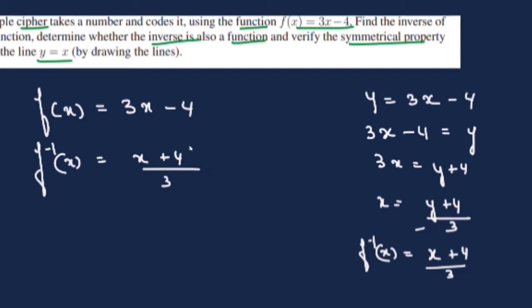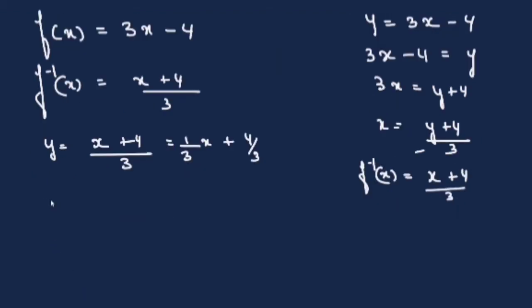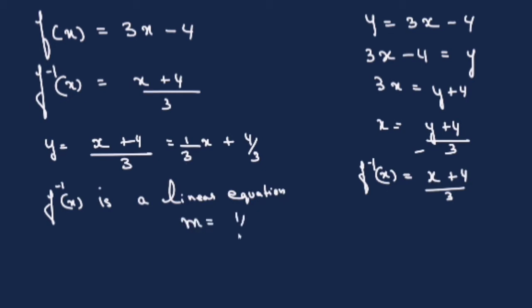Now that first part of the question is over. Find the inverse. We found the inverse. Is the inverse also a function? Now the inverse, if you put this as some y, is x plus 4 by 3, which is nothing but 1 by 3 x plus 4 by 3. So this is a linear equation. So f inverse of x is a linear equation, and a linear equation is always a function. Y is mx plus c, where the slope m is 1 by 3.